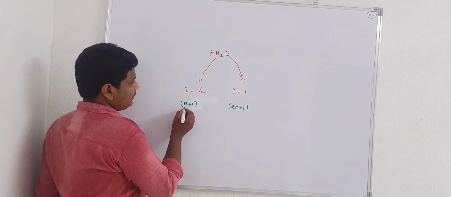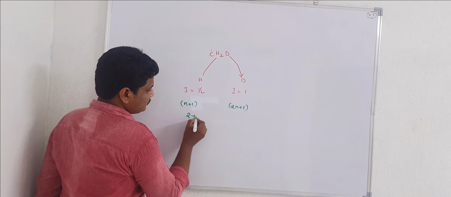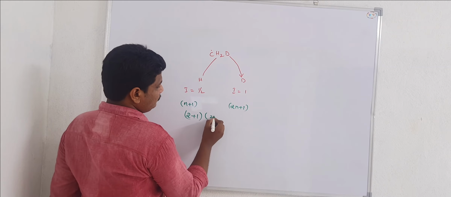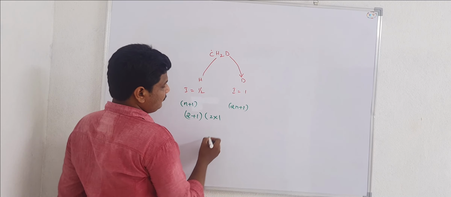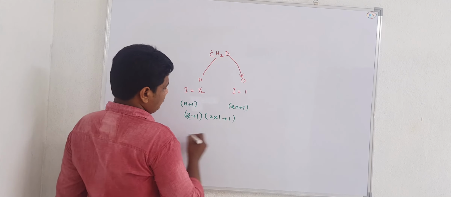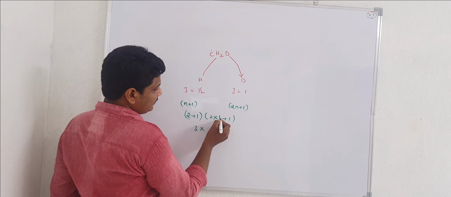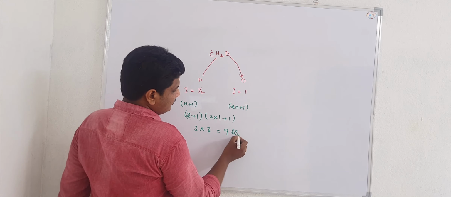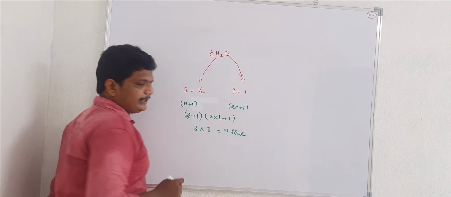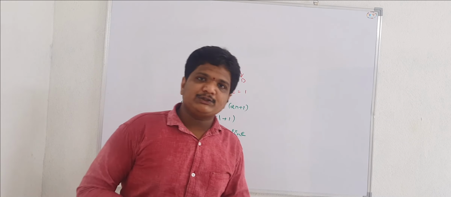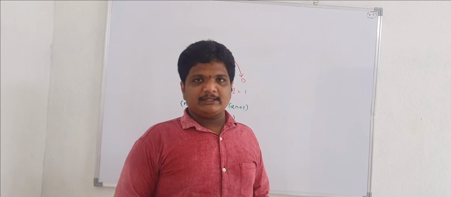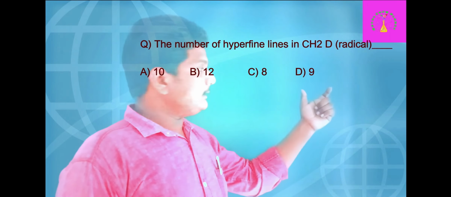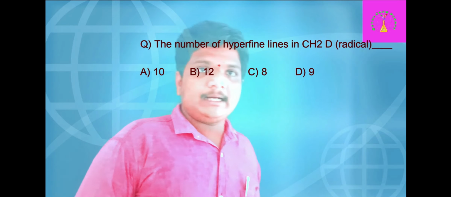Here the number of hydrogens is 2, so 2 plus 1, into 2nI plus 1, where n is equal to 1 because only one deuterium atom is present. So 3 into 2 into 1 plus 1, that is 3. 3 into 3 gives 9 lines. So there are 9 hyperfine lines that we observe in the case of CH2D radical. Now the correct option is D, that is 9.